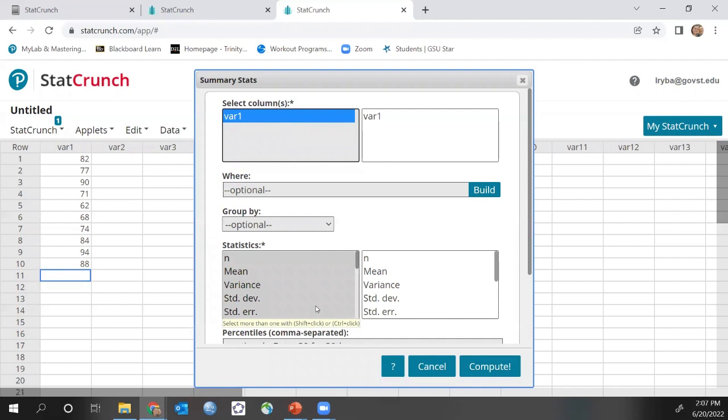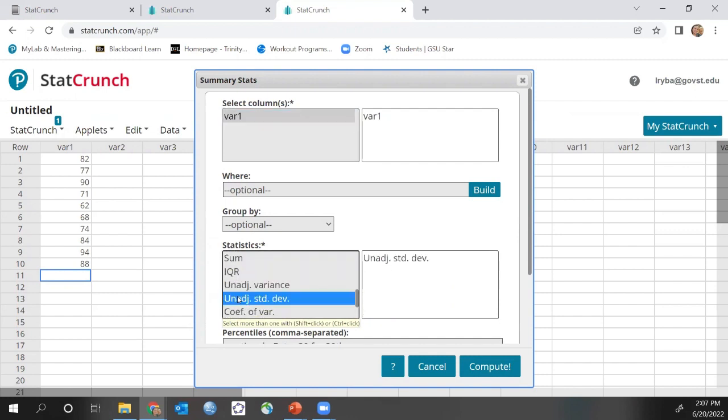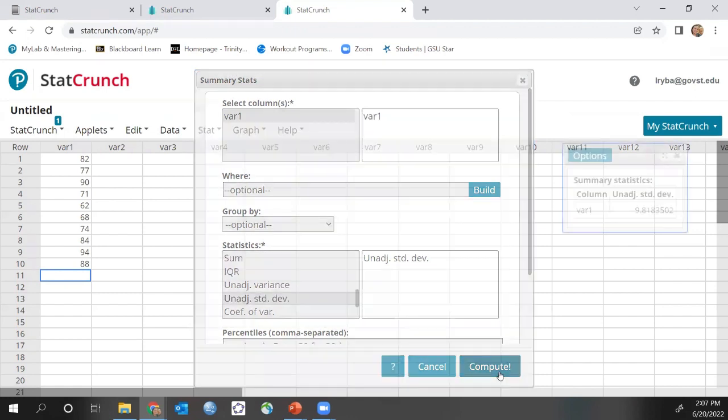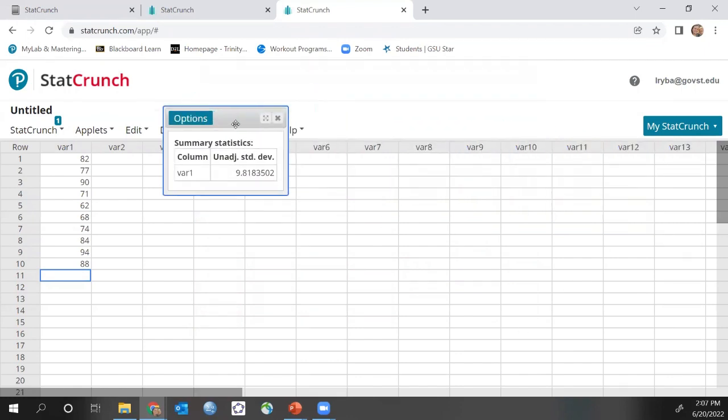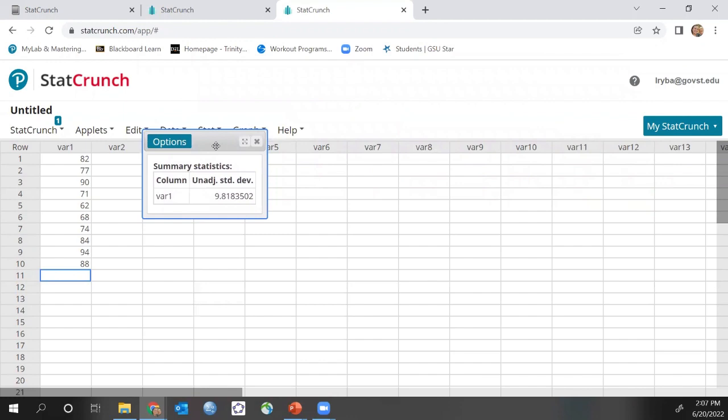Okay, what you need to know though is if you are asked for a population standard deviation, you want this. Population standard deviation is called unadjusted standard deviation in StatCrunch. So population standard deviation is here. And you will see I am getting that exact same 9.8 value that they got calculating by hand.